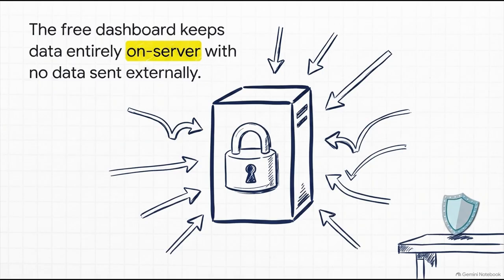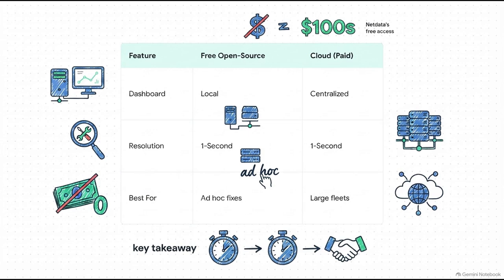When it comes to pricing, it's super important to know your options, especially since commercial real-time application monitoring can often cost hundreds of dollars a month per host. Fortunately, Netdata's core functionality, including that incredible 1-second real-time resolution, is completely free and open source. It uses a local single-server dashboard that's perfectly suited for quick, ad hoc troubleshooting.